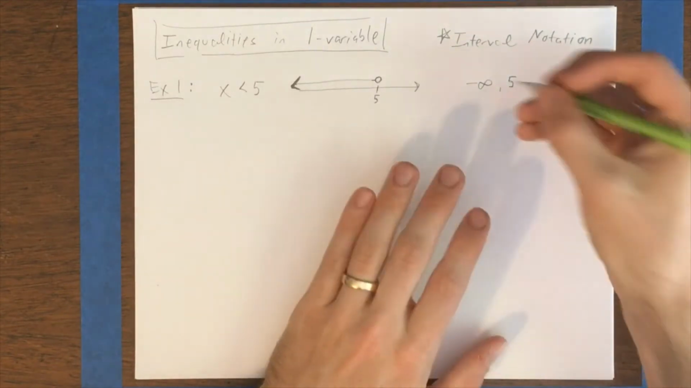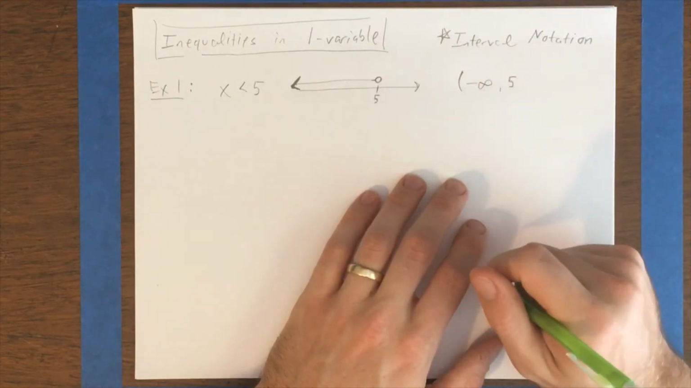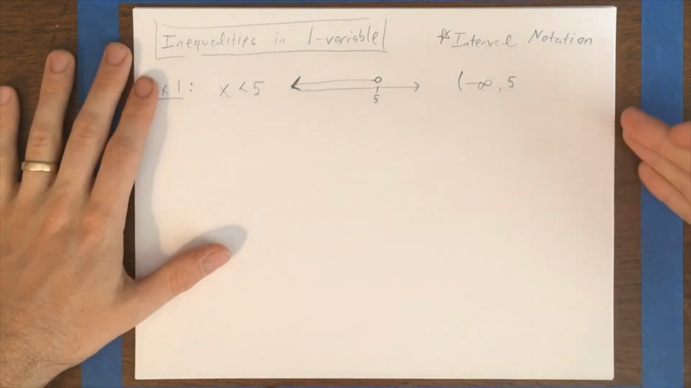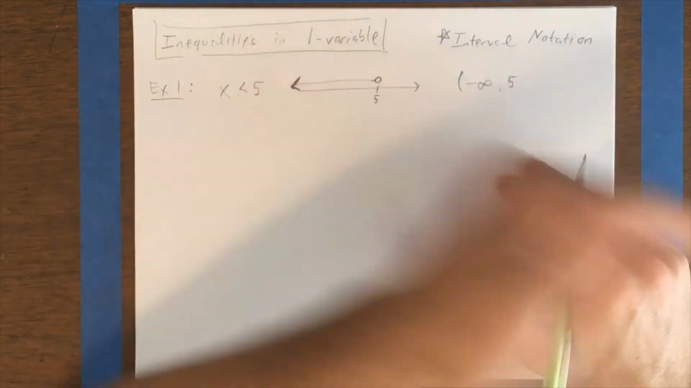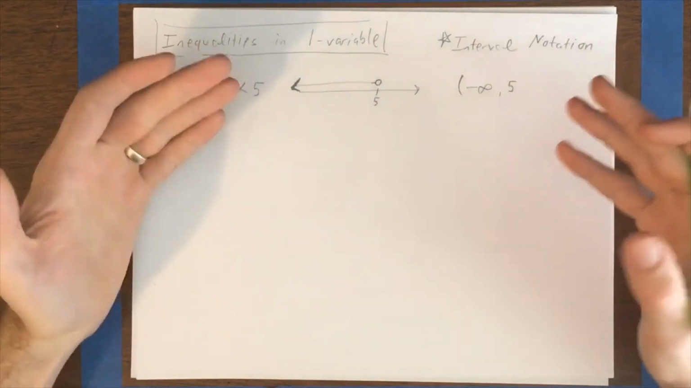So with infinity and negative infinity, you always use parentheses because those numbers aren't actually real numbers. They're sort of more like directions. It's like saying east and west, right? You can't ever be at east or at west. You can just go towards the east or the west. So negative and positive infinity are like that.